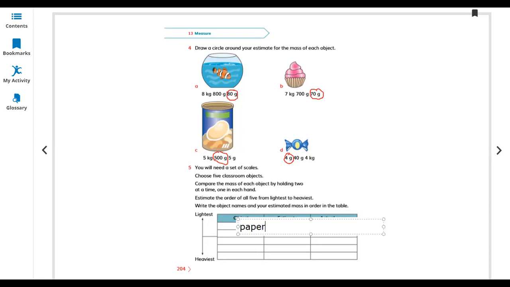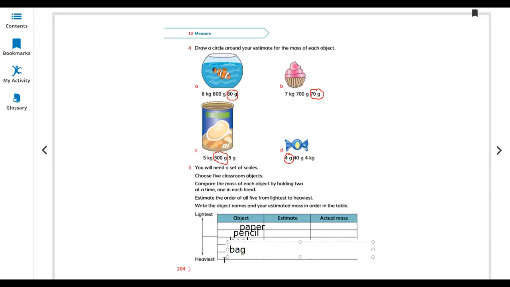For example, I write paper, then pencil, then book, then bag, then table, table or chair. Paper, let's assume paper is 5 gram, 3 gram. Pencil, can say 8 gram. Let's assume maybe this is 20.